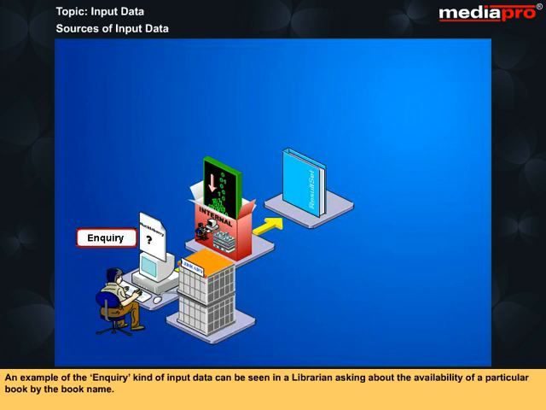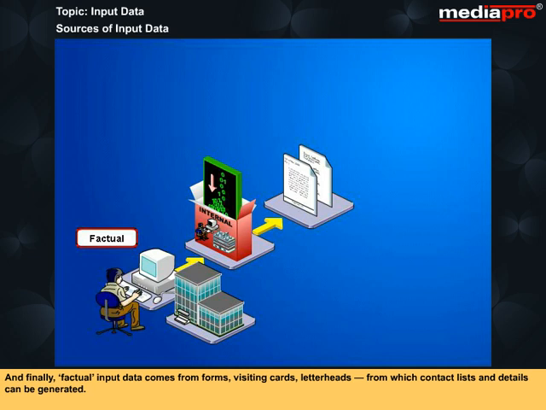An example of the inquiry kind of input data can be seen in the librarian asking about the availability of a particular book by the book name. And finally, factual input data comes from forms, visiting cards, letterheads, from which contact lists and details can be generated.